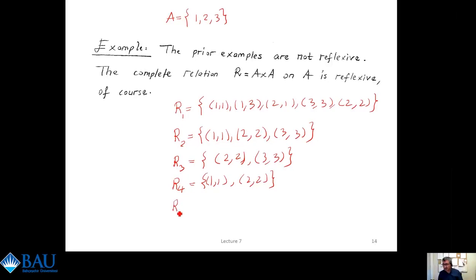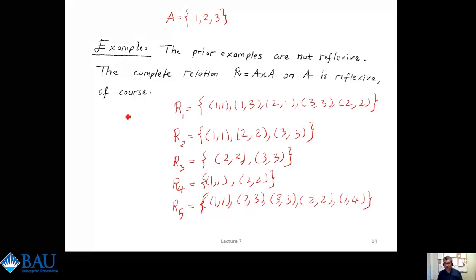Let me write a different one. 1 and 1, 2 and 3, 3 and 3, 2 and 2, 1 and 4. Now check about the first one.